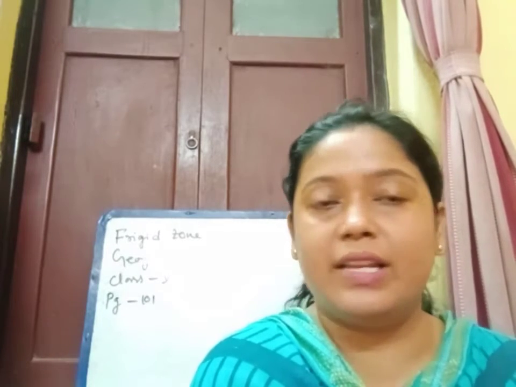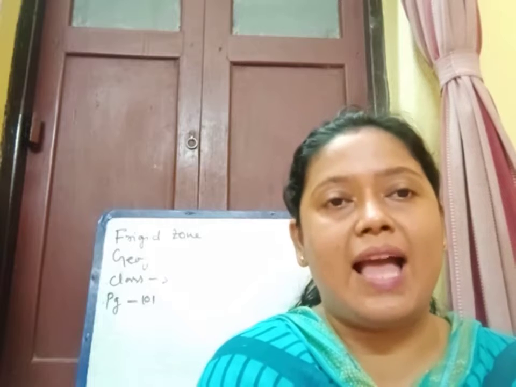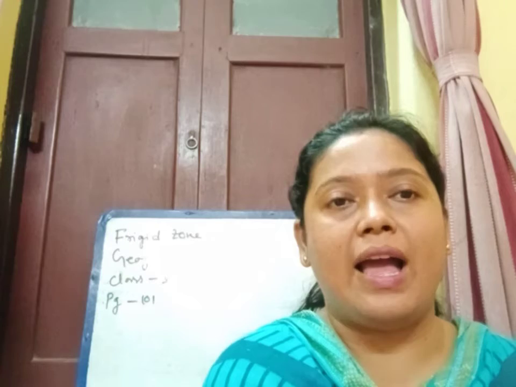Hello class 5. Today I am going to start a new chapter from geography, and the name of the chapter is frigid zone. As you know, we have completed the temperate zone and the torrid zone, and now I am going to start with the frigid zone. After this chapter, we will be completing the three zones of the world. You will get this chapter on page number 101. So please take out your book, turn to page number 101 and follow the video.